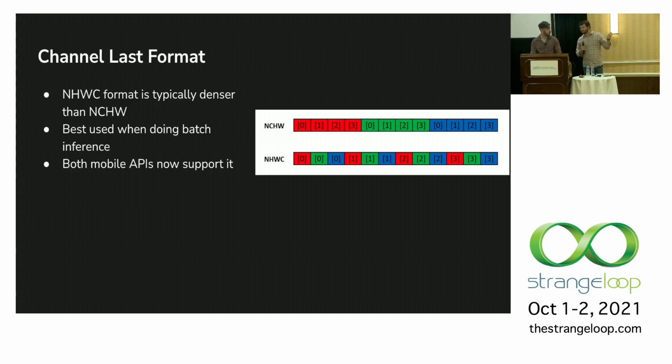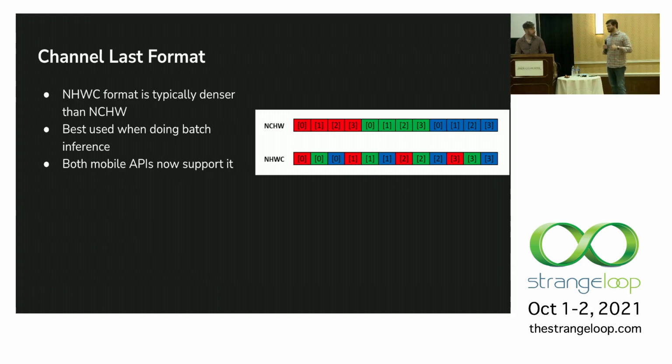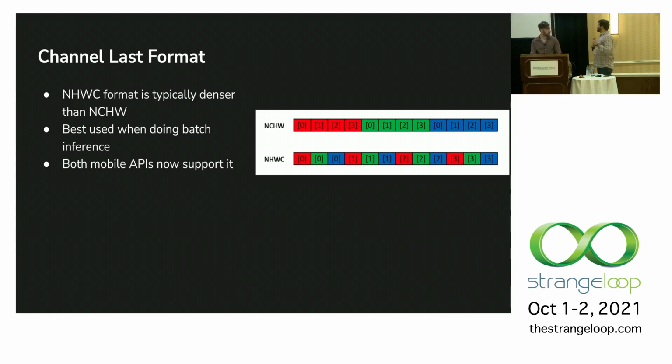in memory. If you move the channel to the last position, however, areas of the image where the pixel intensities are the same can be stored more effectively. So now PyTorch's mobile APIs in iOS and Android support this channel last format when you're working with image tensors.